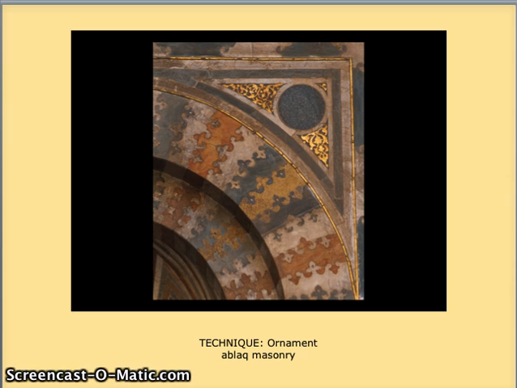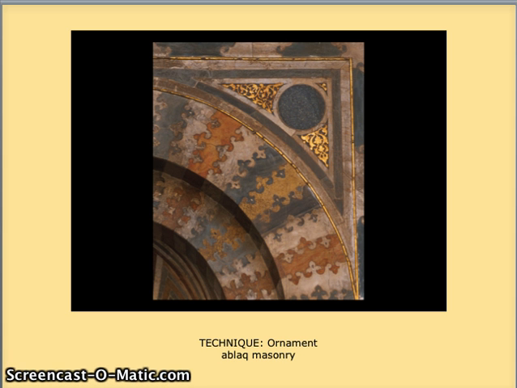Now that we've talked a little bit about the history, we're going to briefly run through some of the techniques. And these can also be found on page 268 in your textbook. Now, one of the notable features of Islamic art and architecture is the patterning, the repetition of pattern and the intricate tile work and mosaic work. So here we have an example of that called block masonry. And in this technique, you can see that different colors of stone are put together to create an elaborate pattern.